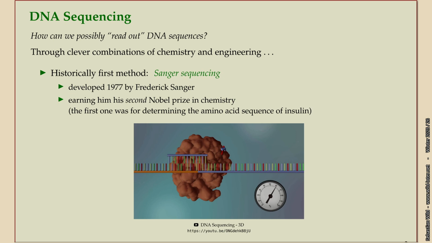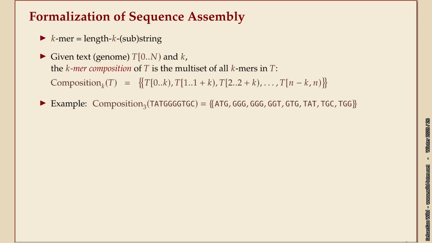There's a stretch of 4 G's. So I'm going to have the first 3 and the second 3. That's why GGG occurs twice, and so on and so forth.